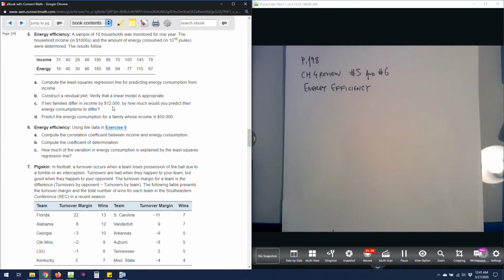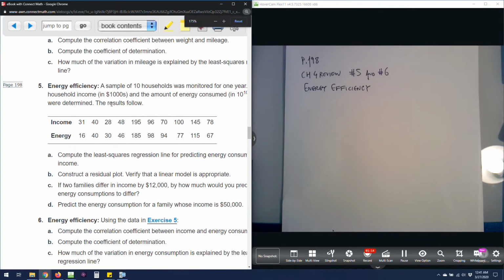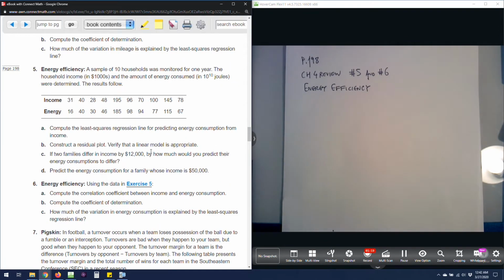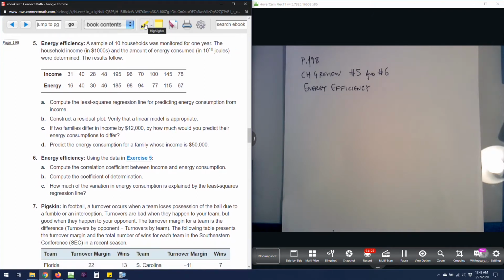Okay, so number 5 is about energy efficiency. A sample of 10 households was monitored for 1 year. The household incomes in $1,000 and the amount of energy consumed in 10 to 10 joules were determined. So the results follow. We got income on the first row here and then energy on the second row here. And then we have some parts here that we want to follow.